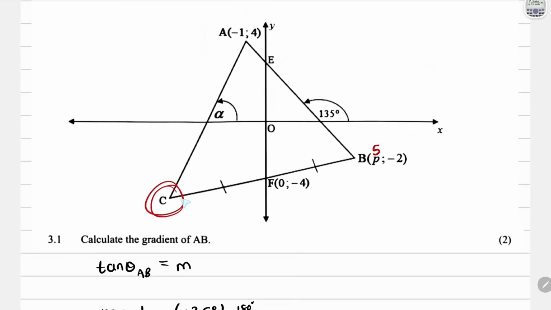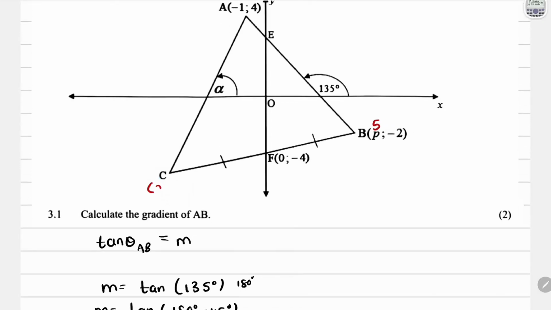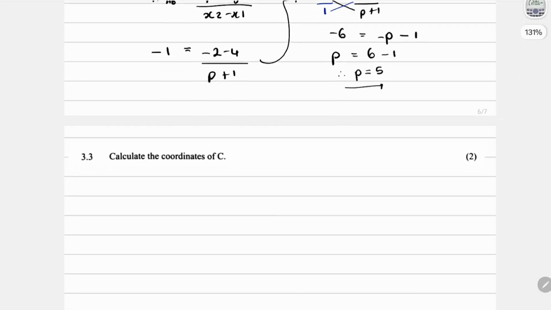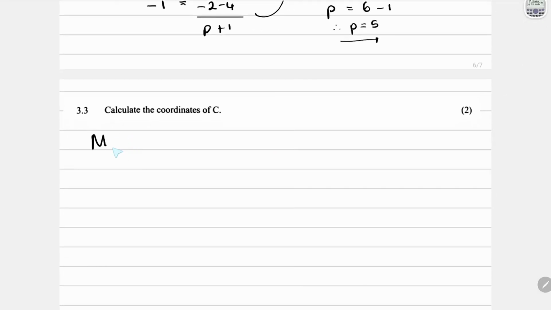We know that C is part of this line that they told us the midpoint is F, okay? Since we already have the midpoint of this line, and we're looking for C, we can just go ahead and call C (x, y) and then use the midpoint formula to actually find this. So we have the midpoint of CB or BC, let's call it that. So we have the midpoint already of BC.